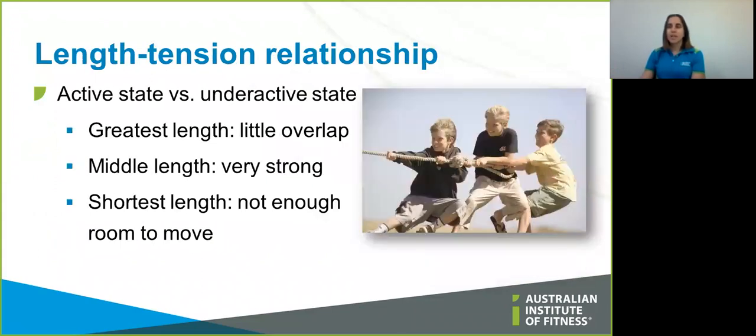When we look at the length-tension relationship, this occurs when actin and myosin overlap and are linked together. Opposite to that, the underactive state means that there is less of an overlap and fewer of those cross bridges. So it's really important that we apply the length-tension relationship to exercise so that the muscle is capable of generating the most tension in the mid-range positions. And these are the safest positions for our clients to build muscle when they're working.